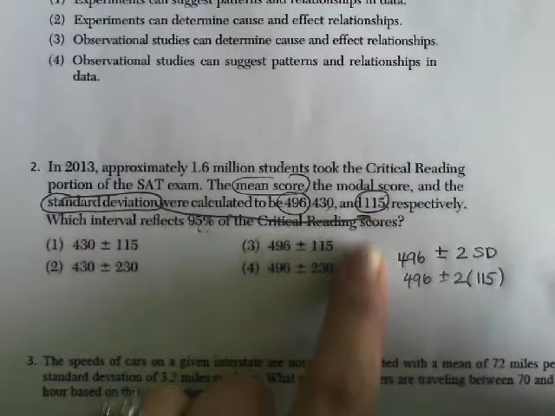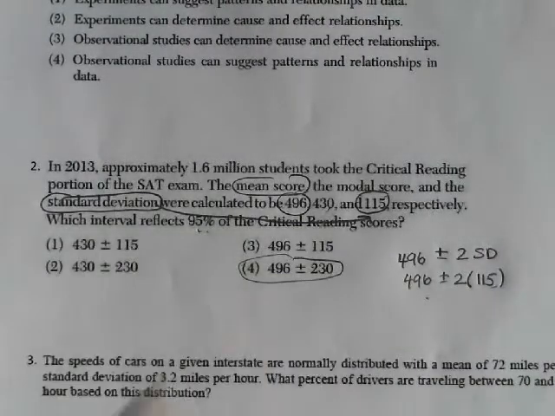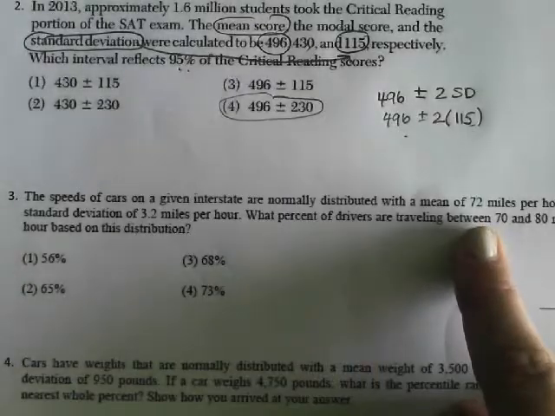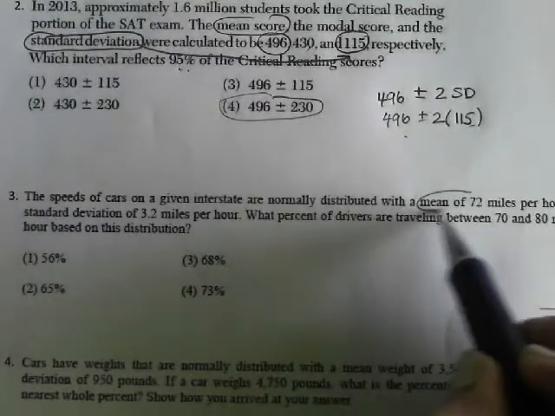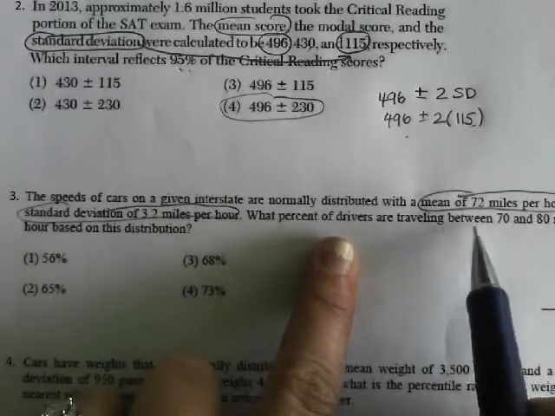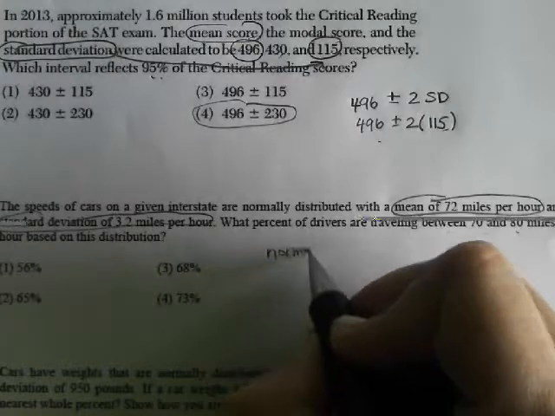Okay, speeds on an interstate, we've got our mean speed and our standard deviation. What percent of the drivers are traveling between 70 and 80? Guess what? This is your normalcdf. Minimum of 70, maximum of 80, mean of 72, and standard deviation of 3.2.